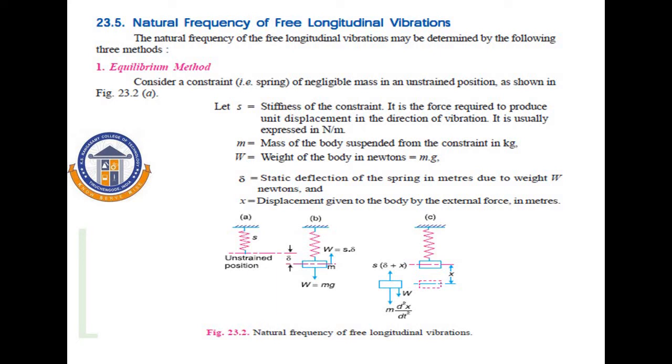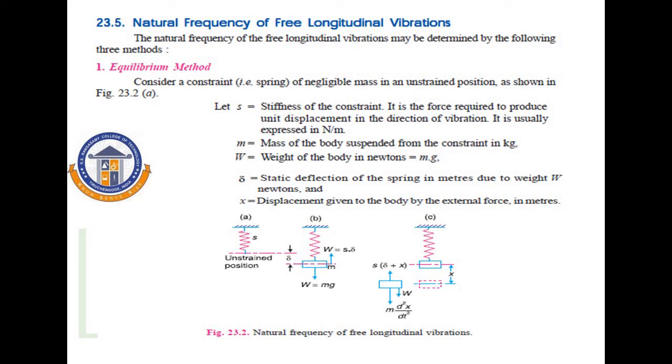We have three positions of the spring. The first one is without strain, that means it is not attached with any load. Diagram B shows the weight W or mass m attached to the free end of the spring. Because of that, it gets deflected. That deflection is known as static deflection, denoted by delta, which is shown in the diagram.